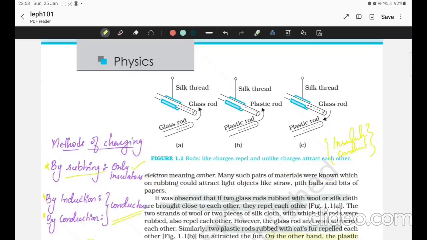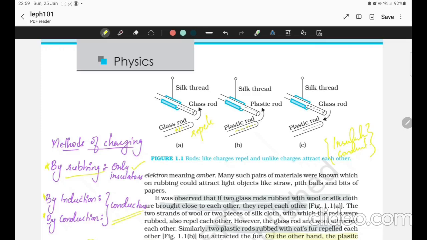So in this diagram, see, this is a glass rod. When you rub a glass rod with a silk thread or silk cloth, you get the glass rod positively charged. So both are positively charged. When you bring these two positive charges together, they repel. So here it is repelling. And when you take a plastic rod and rub it with a silk cloth, what happens? The plastic rod will be negatively charged. So these two negatively charged rods will repel.